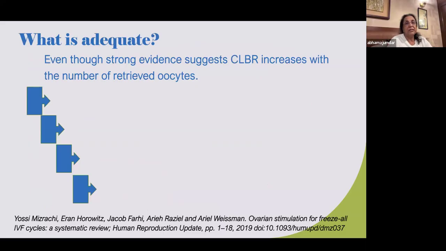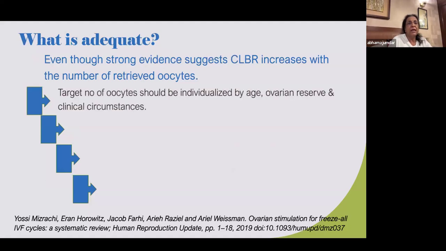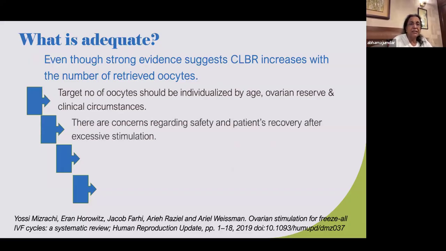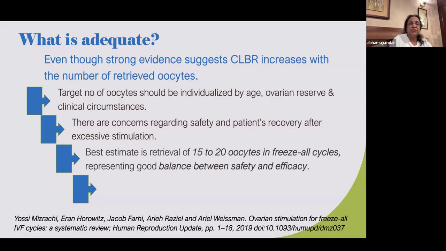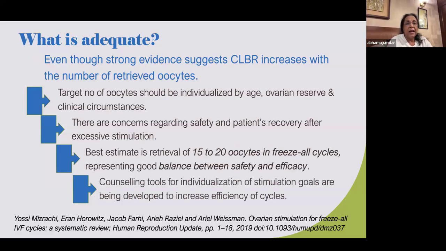So what is adequate? We all understand that the cumulative live birth rate increases with the number of retrieved oocytes. But the target number of oocytes should be individualized by age, ovarian reserve, and clinical circumstances. There are concerns regarding safety and patient's recovery after excessive stimulation. Best estimate is retrieval of 15 to 20 oocytes in freeze-all cycles, representing a good balance between safety and efficacy. And counseling tools for individualization of stimulation goals are being developed to increase efficiency of cycles.